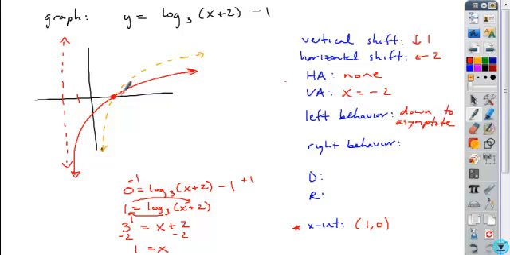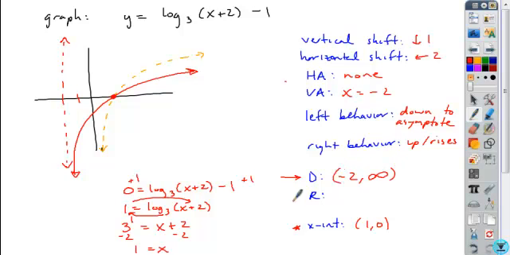Okay, and our right behavior, it moves up or rises to the right. Again, our domain is from left to right. What's the furthest to the left value of our x's? It goes all the way to what our vertical asymptote is, -2. It extends to infinity. It doesn't touch either one of them.